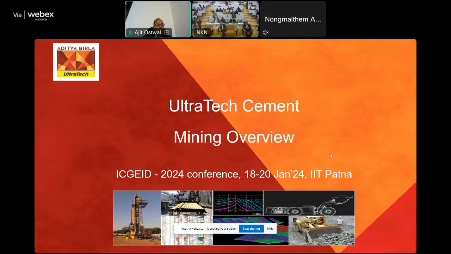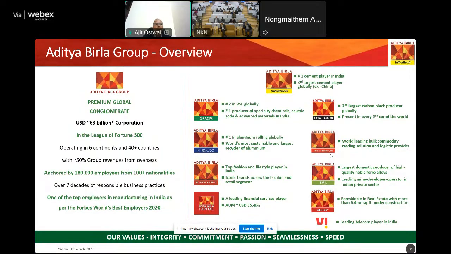The conference theme is geotechnical issues in energy infrastructure and disaster management. I will focus my talk on one of the key elements of infrastructure, that is cement and mining. So just to give a brief overview about the Aditya Birla Group, as you know, it is a premium global conglomerate with a 63 billion US dollar market cap. It is the largest cement player. UltraTech Cement is the number one cement player in India and the third largest cement player globally, excluding China.